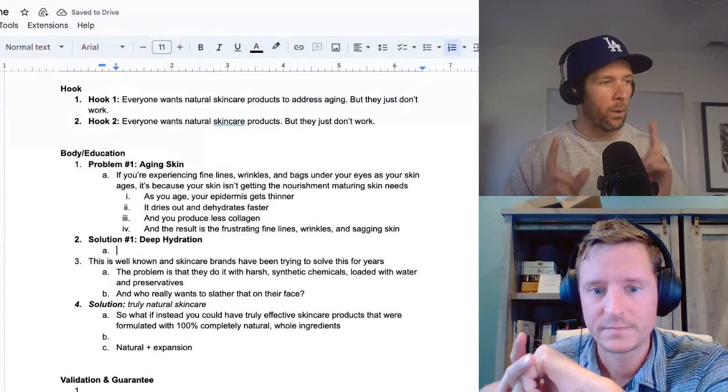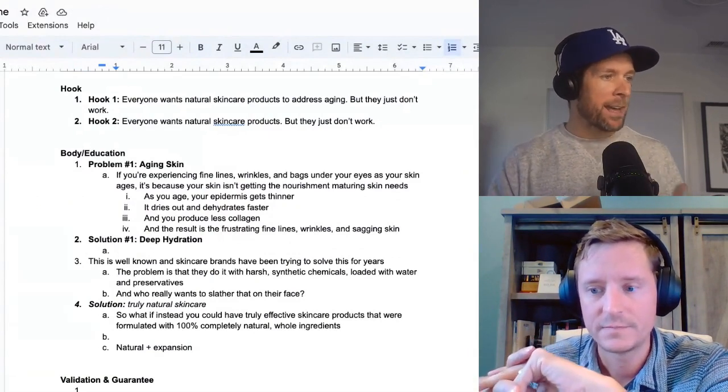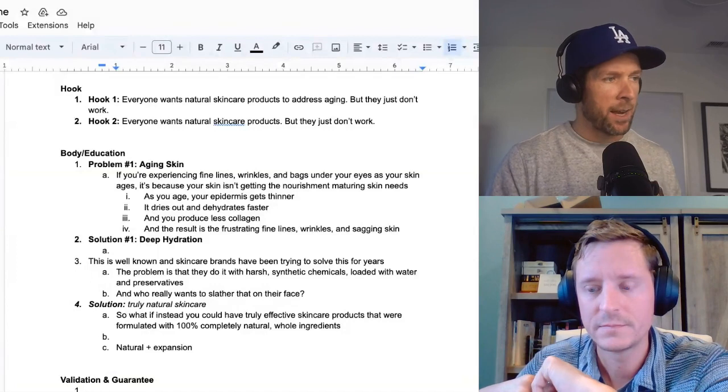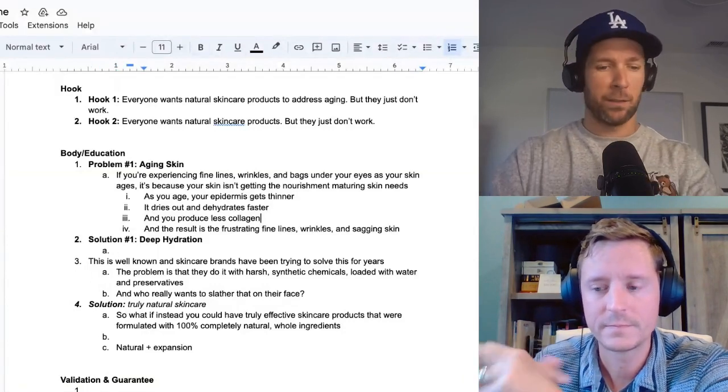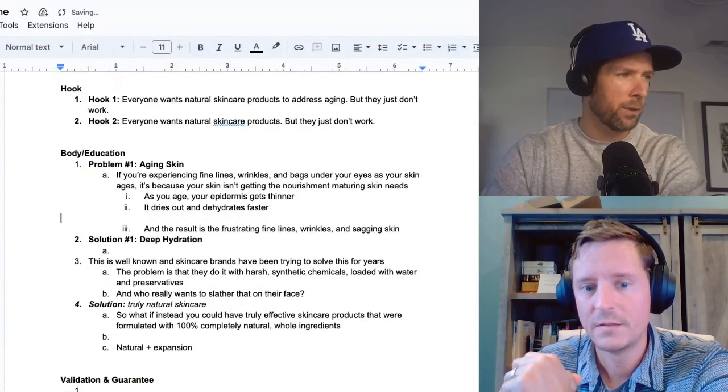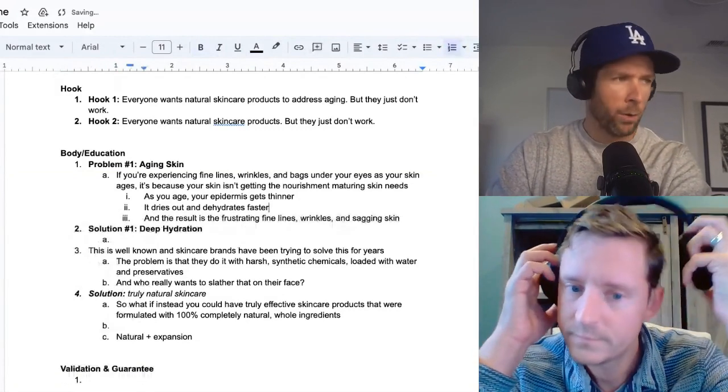Okay, great. So what we have then is: as you age, your epidermis gets thinner, it dries out and dehydrates faster, you produce less collagen. The result is the frustrating fine lines, wrinkles, and sagging skin. The solution, I agree, let's get rid of the collagen, because if we're going to go to hydration, collagen needs to go away. Right. Okay.